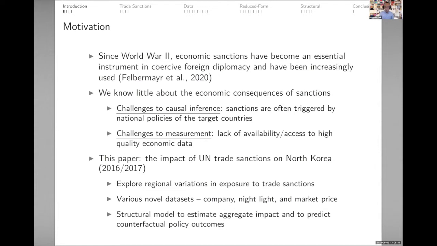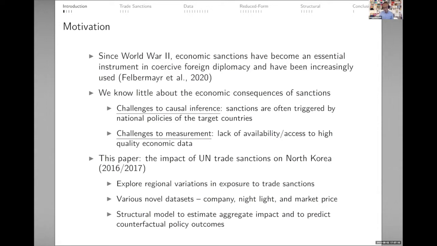Another challenge is measurement. Often for the target countries we don't have good access to high quality economic data. That makes it difficult to apply more recent economic models in understanding how these countries are doing after the sanctions. So in this paper, our goal is to provide a credible estimate of the impact of UN trade sanctions on North Korea that were imposed in 2016 and 17.